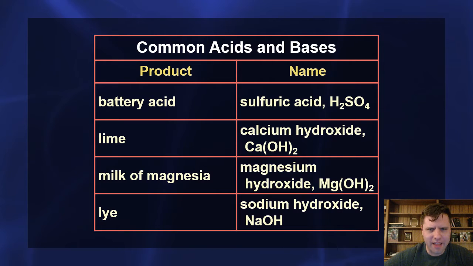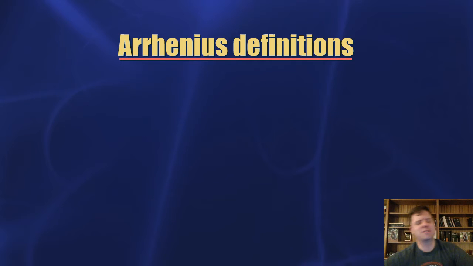Battery acid is sulfuric acid. Lime is calcium hydroxide. Milk of magnesia is magnesium hydroxide. Lye is sodium hydroxide. So those are also just some examples of various acids and bases, and the common names that we know them by, but the actual chemical formulas that are behind them.